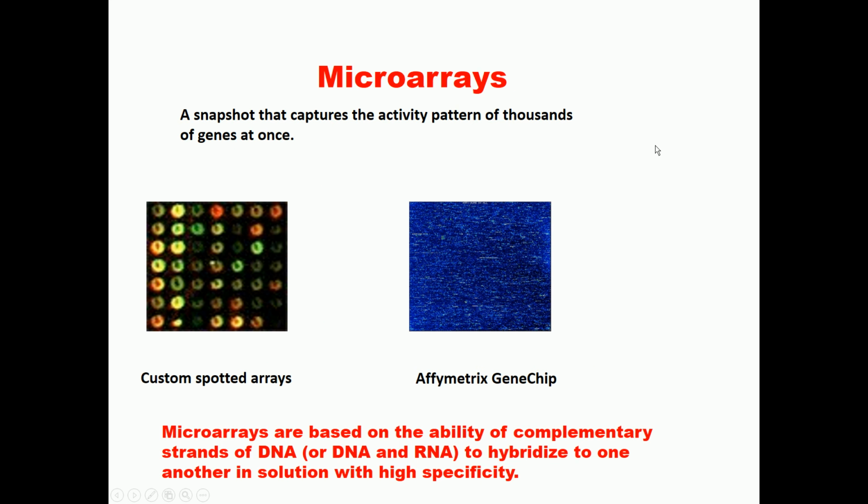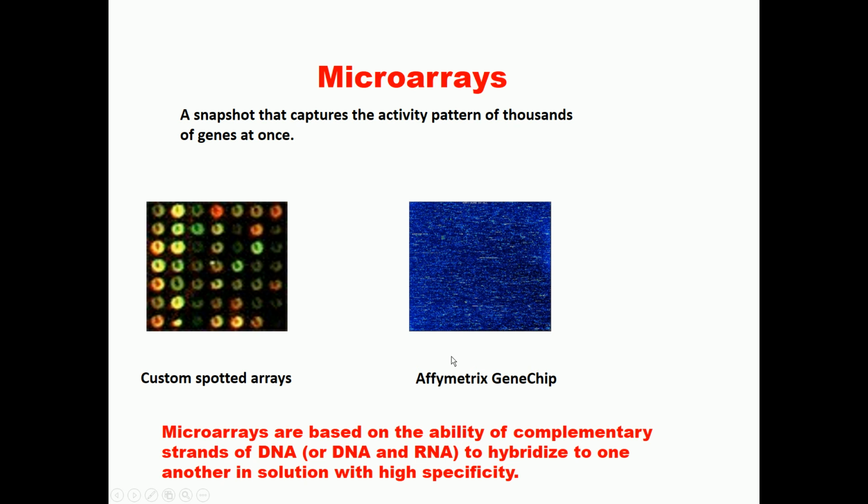So this is your DNA microarray. It's a snapshot that captures the activity pattern of thousands of genes at once. And what is basically a DNA microarray? They are based on the ability of complementary strands of DNA, or DNA and RNA, to hybridize to one another in solutions with high specificity. This is a custom spotted array, and this is an Affymetrix gene chip.